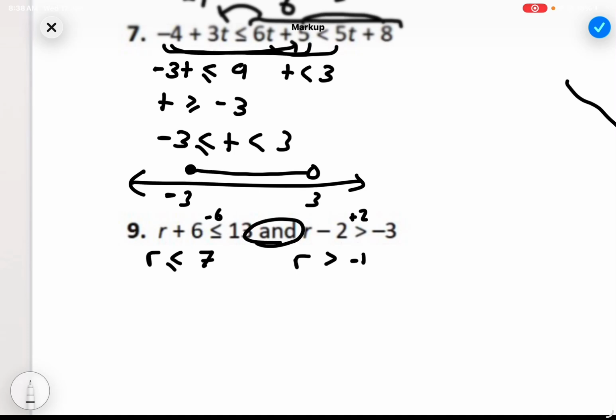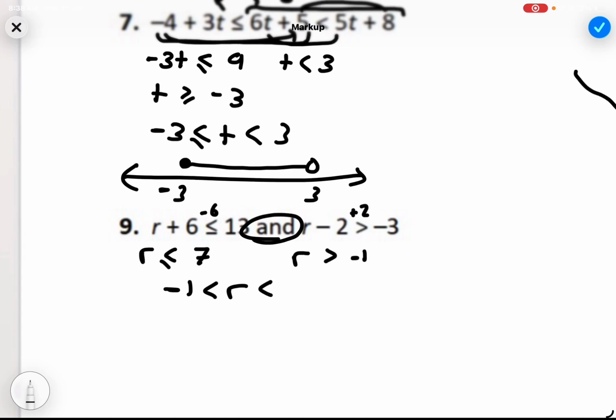And means it has to satisfy both equations. So negative 1 is less than r, which is, by the way, if you don't understand what I'm doing here, I'm just flipping these equations and mirroring it fully, which is why we're getting negative 1 is less than r instead of r is greater than negative 1. It kind of makes sense. I hope I make sense. I'm actually really bad at explaining. Okay, less than or equal to 7.